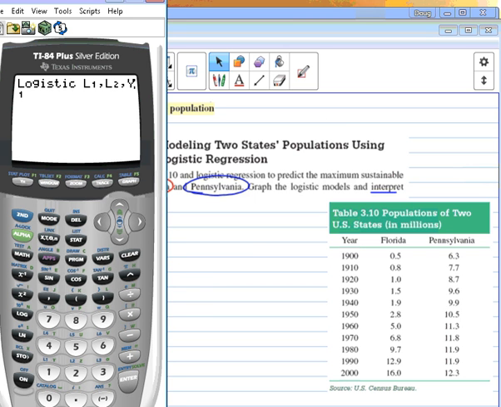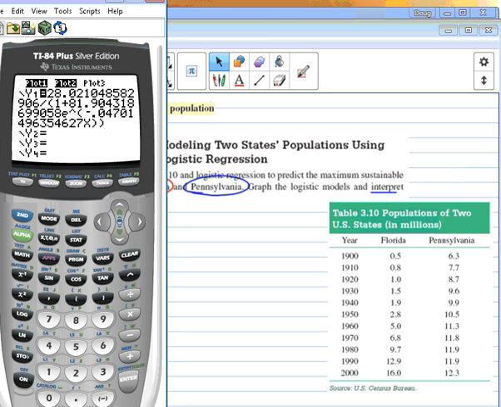Now when I hit enter, it will think a little while. Logistic is the most involved. And it will think a little while, and it will think a little more. And then it comes. Now, I don't have to write this down. It's in the form C over parentheses 1 plus A e to the negative, and they said BX instead of KX. If I hit my Y equals button, guess what is automatically entered in Y sub 1 for me? The whole thing.